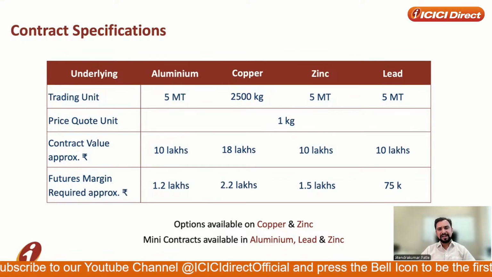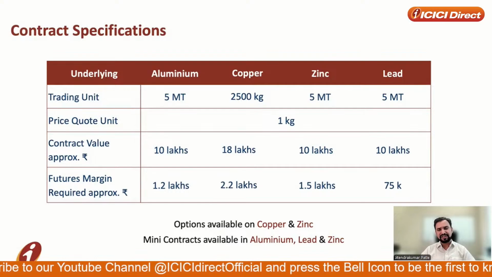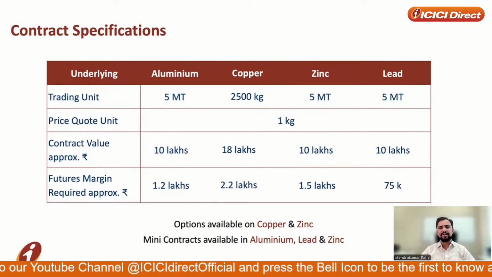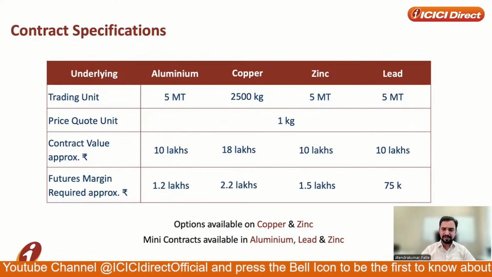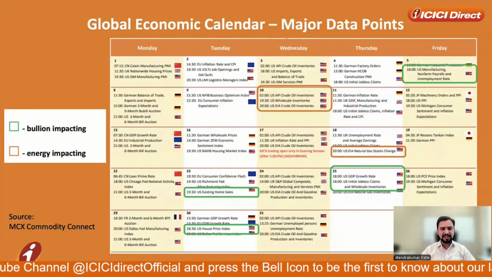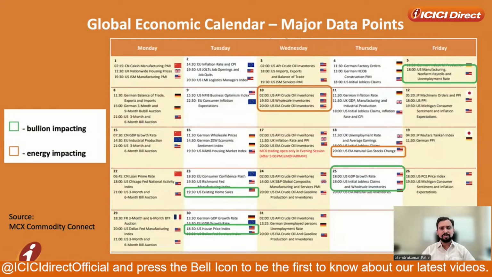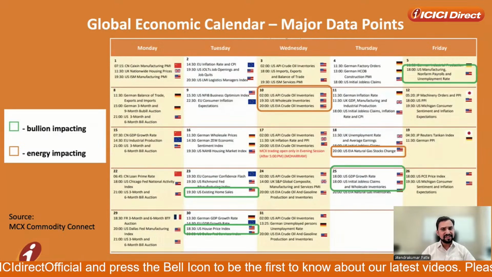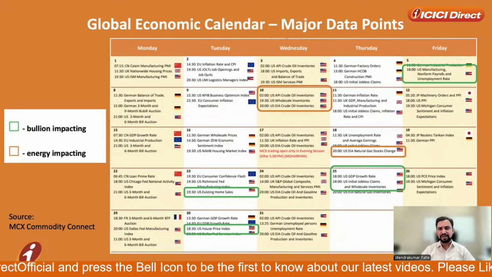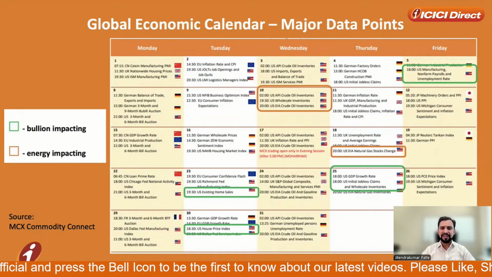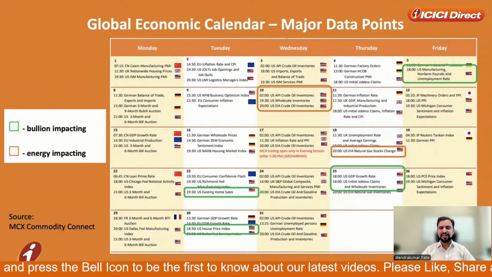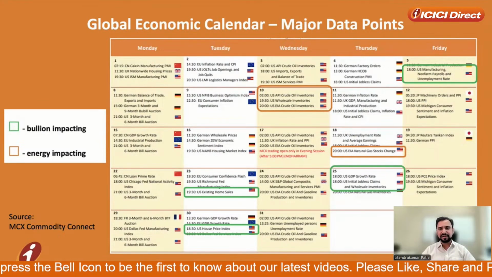Zinc, it is a 5 metric ton, but we also have the zinc mini, that is a 1 metric ton. And lead, similarly, we have the 5 metric ton and 1 metric ton. Now, the last thing I wanted to cover, that you also need to check the global economic calendar, because these are the global, international commodities. Any data or any kind of numbers that comes in any country affects the commodity prices.